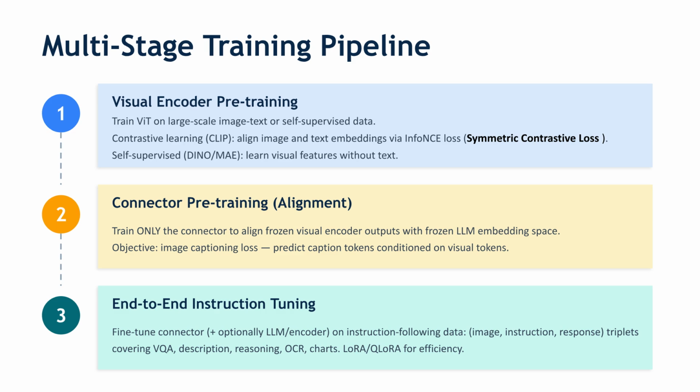Stage 3 is end-to-end instruction tuning. Here we fine-tune the connector, and optionally the LLM and encoder as well, on instruction following data. This data consists of image, instruction, response triplets, covering diverse tasks like visual question answering, image description, visual reasoning, OCR, and chart understanding. Techniques like LoRA and QLoRA are commonly used for parameter-efficient fine-tuning, making this stage computationally feasible even for very large models. The key insight is that each stage builds progressively. First learn to see, then learn to translate vision to language, then learn to follow instructions using both.